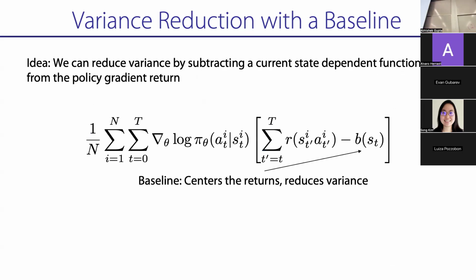And then the second thing we talked about was a baseline, right? We said that as long as we subtract a state-dependent function, so remember that this sum is going from t prime equal to t to capital T, but your baseline is only dependent on your current state s_t, right? As long as it's not dependent on the action, not dependent on future states, this will be unbiased. And how do we get it to be unbiased? We had the gradient of an integral of a probability, which is the gradient of 1, which is 0, right? That's how we got there.